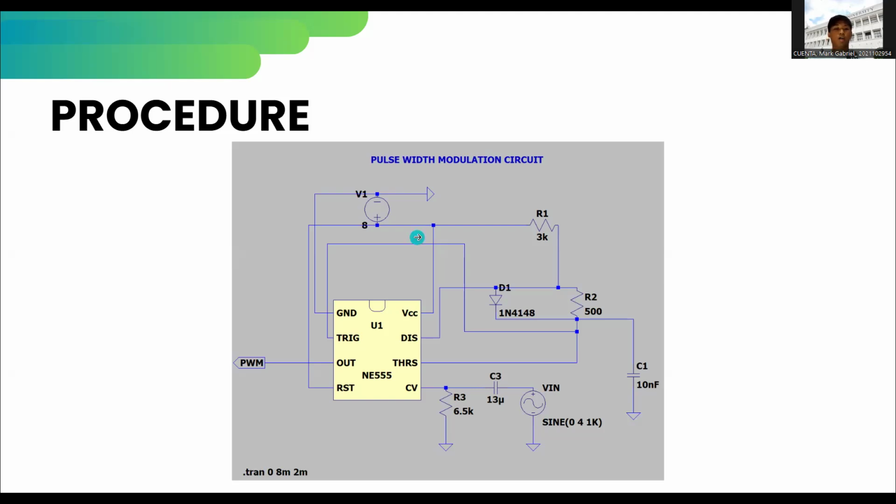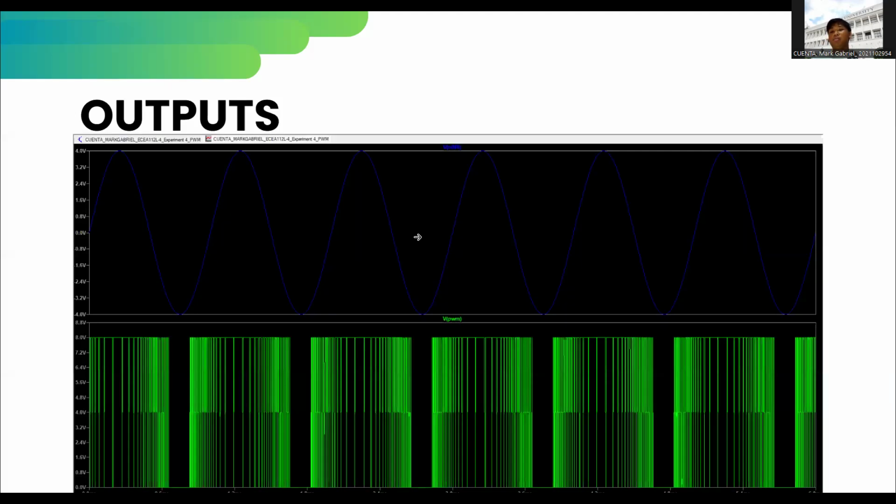So moving on to the output, wherein the output waveform shows a high-frequency PWM signal, which is the green one on the bottom part, whose pulse width changes over time, following the low-frequency sine wave, which is the blue one, or the input signal. So when the sine wave is at its peak, the pulse becomes wider, and when the sine wave is at its minimum, the pulse narrows.